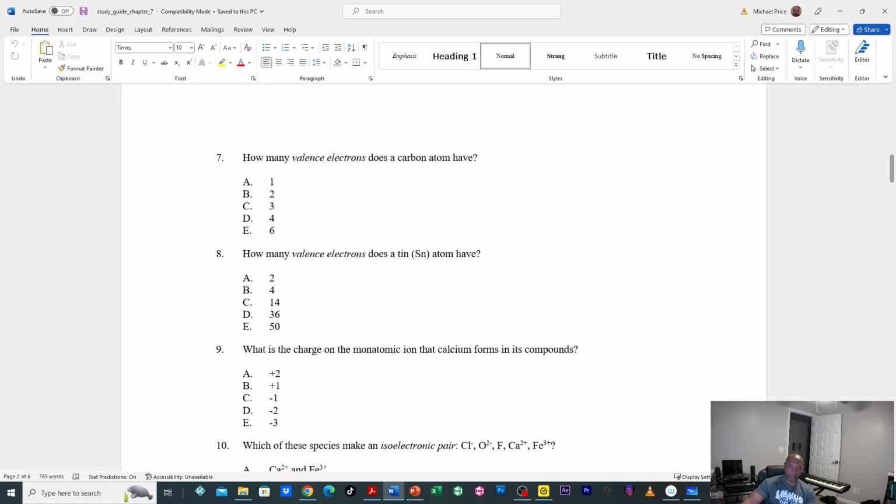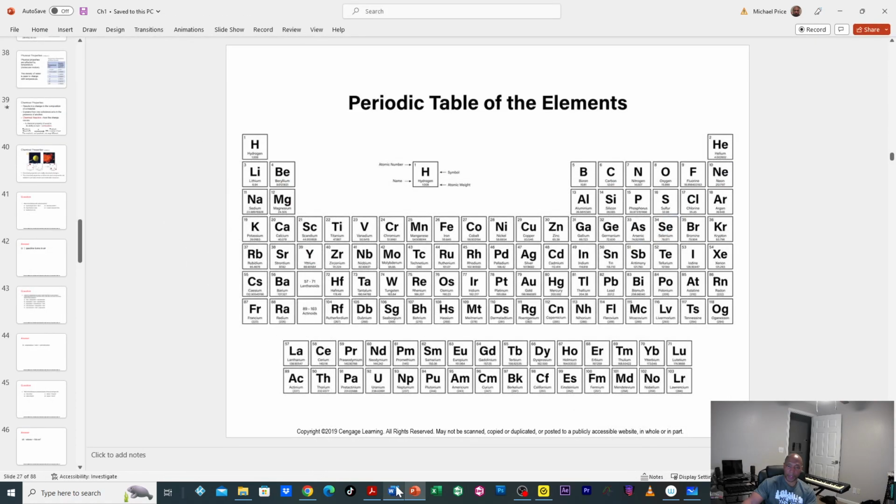Number 7, how many valence electrons does carbon have? Now guys, remember how you do this. All you got to do is start from the end of whatever row you're dealing with. Start on the end and just start counting. 1, 2, 3, 4. So carbon has 4 valence electrons.